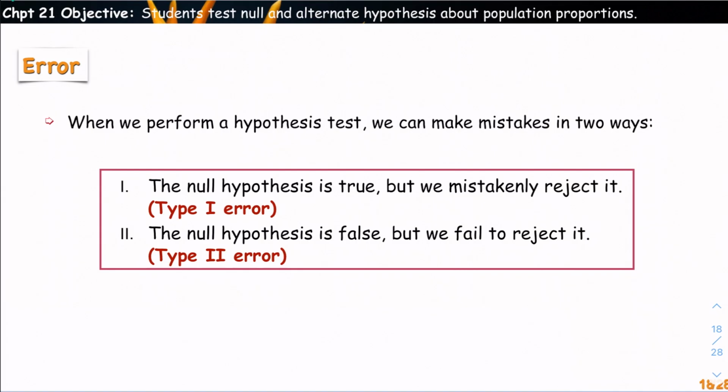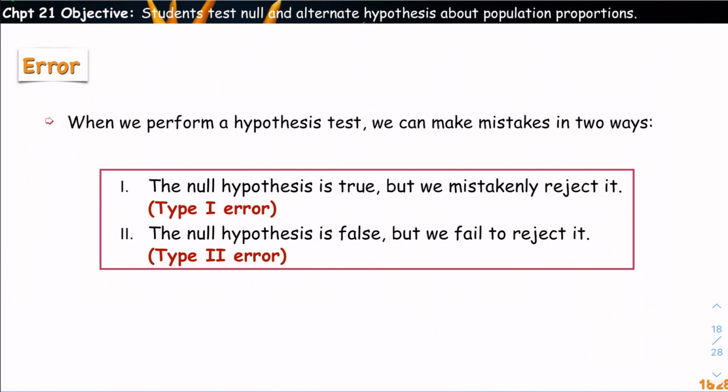So welcome back, Falcons. Last time we talked about all of these nitty-gritty pieces about the relationship between hypothesis tests and intervals. Now let's talk a little bit about what can go wrong. And obviously there's always going to be error involved. So when we perform a hypothesis test, we can make mistakes in two ways.